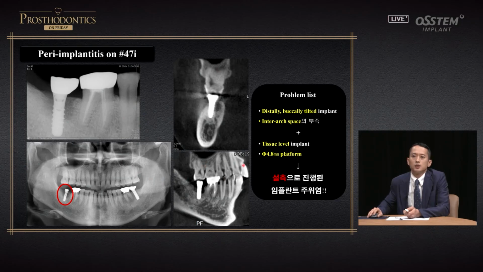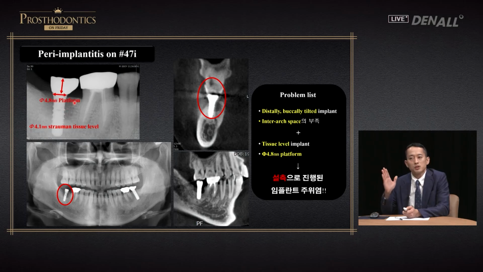This case is a father to one of my peers. The patient received an implant in number 47 a while ago, and the patient was complaining of swelling. Moderate to severe peri-implantitis can be observed. If you look over here, it has all the prosthodontic conditions for peri-implantitis. Implant is placed buccally and distally. The vertical space is lacking. Tissue level implant was placed and the platform diameter is 4.8, not 4.6.